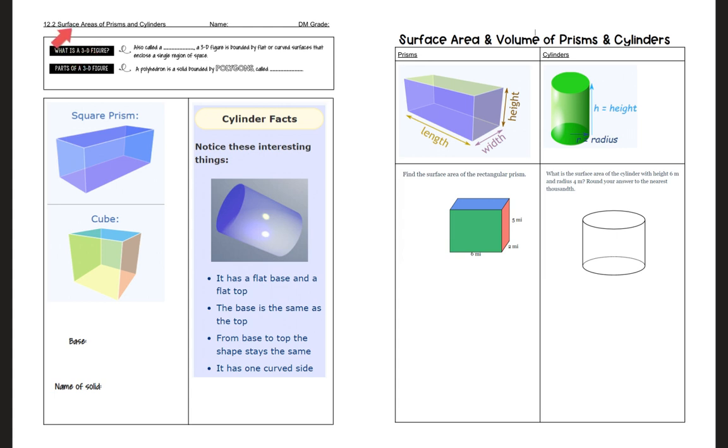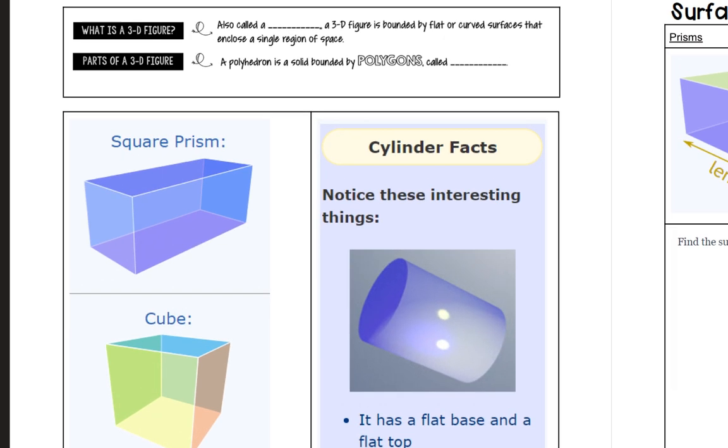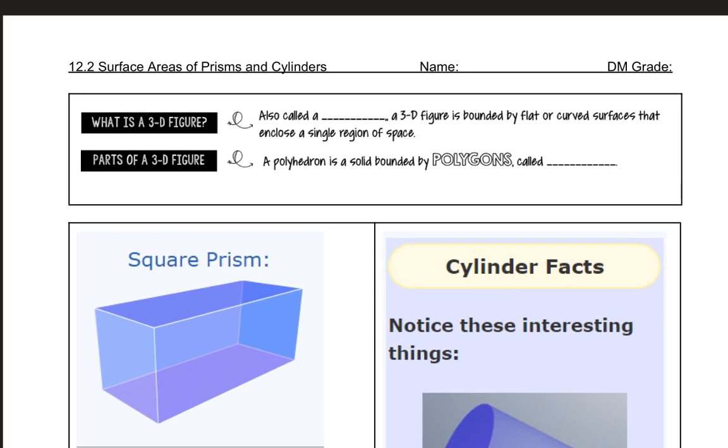All right, so we're going to talk about surface areas of prisms and cylinders. So these are prisms. You've studied those before. A square prism and a cube is a type of prism, and then a cylinder. Okay, so let's briefly talk about those, and then let's get into taking the surface area.